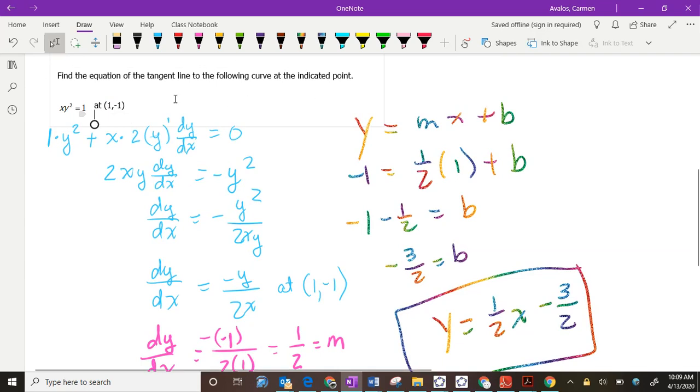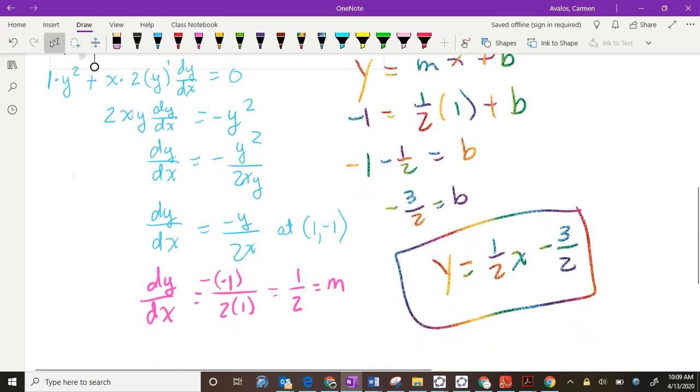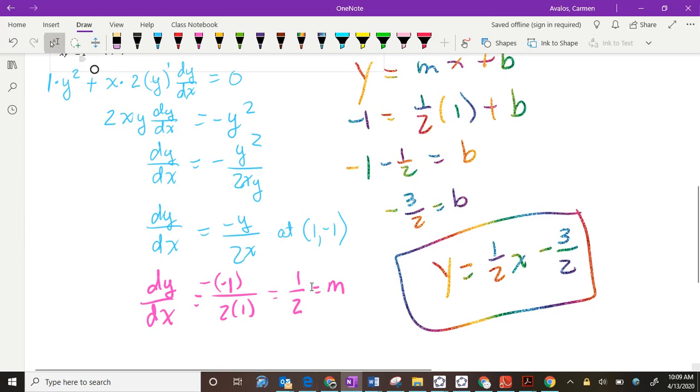So if you were to graph this curve right here, you'd have to solve for y. If you were able to put it in your calculator at this point right here, you would find a tangent line with this equation. So it would have the slope that we found right here. And then the y-intercept is found using the point and the slope on there. And that's how you do these problems. Very good.